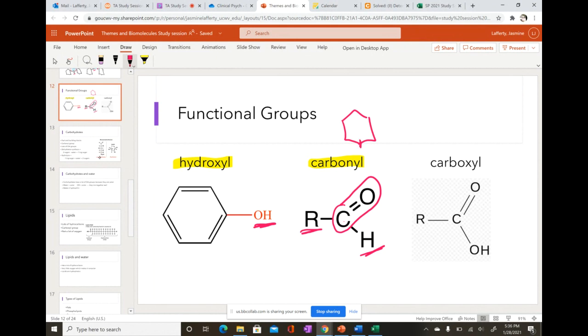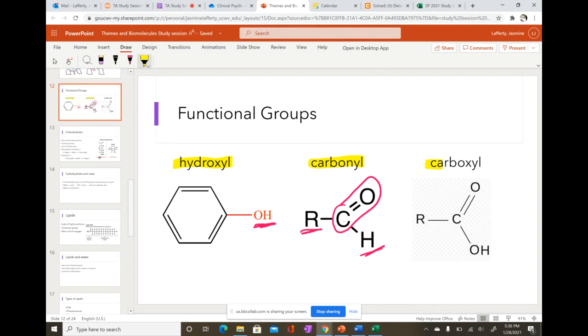Now, remember, every crosshair is a carbon. Okay, so if I wanted to do that, I would just draw a double bond from that carbon, put an oxygen. I know that looks really sloppy. Okay, that is called a carbonyl.